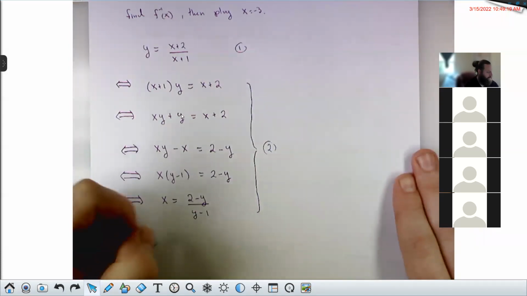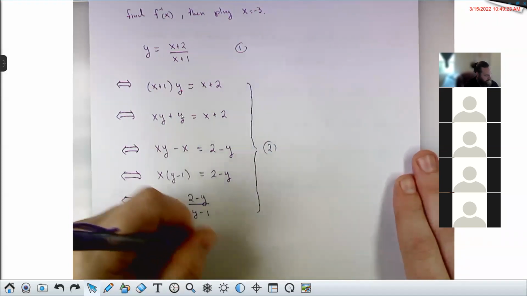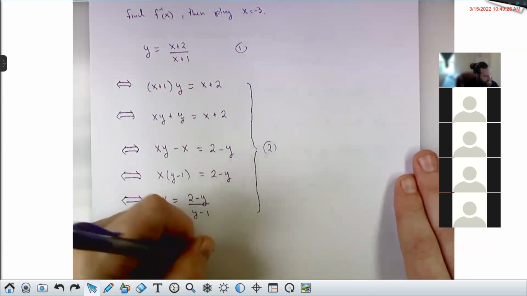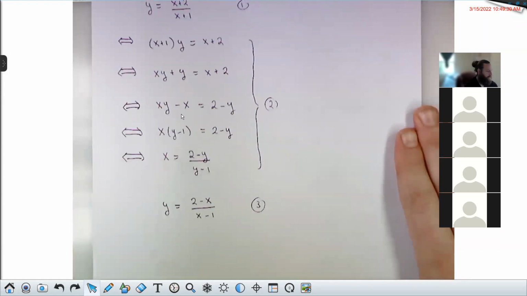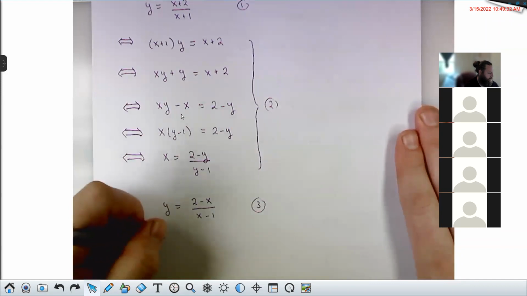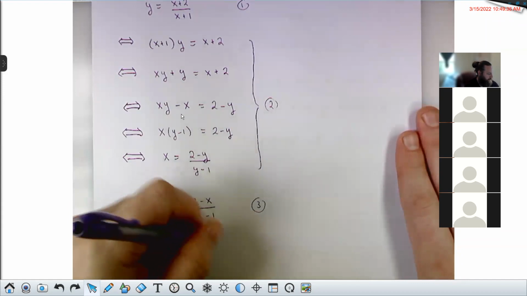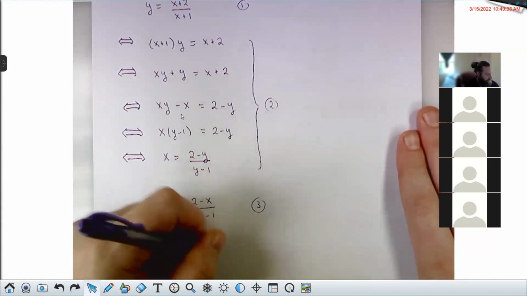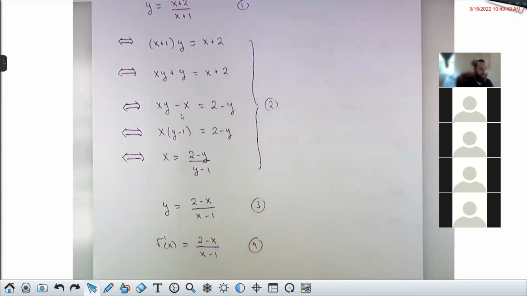Now step 3, we swap x and y. Step 4, we write f inverse in place of y. So f inverse of x equals 2 minus x over x minus 1. That's step 4. So now you have your inverse function.